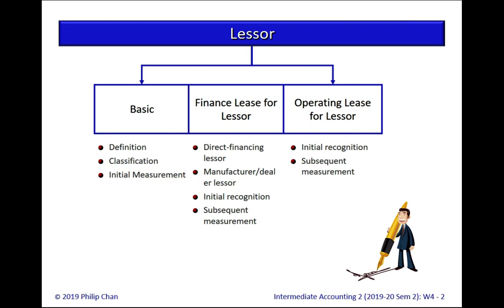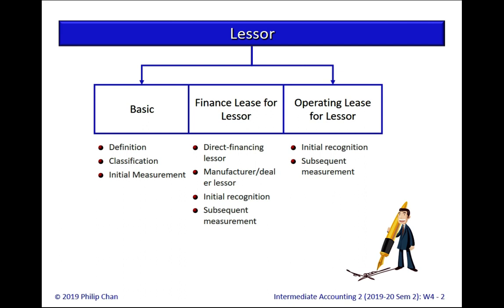Welcome back after a short break, and this is part 2 of the AF3111 Intermediate Accounting 2 Week 4 topics on lessor accounting. Just before we had the break, we defined what would be considered a finance lease as well as an operating lease.